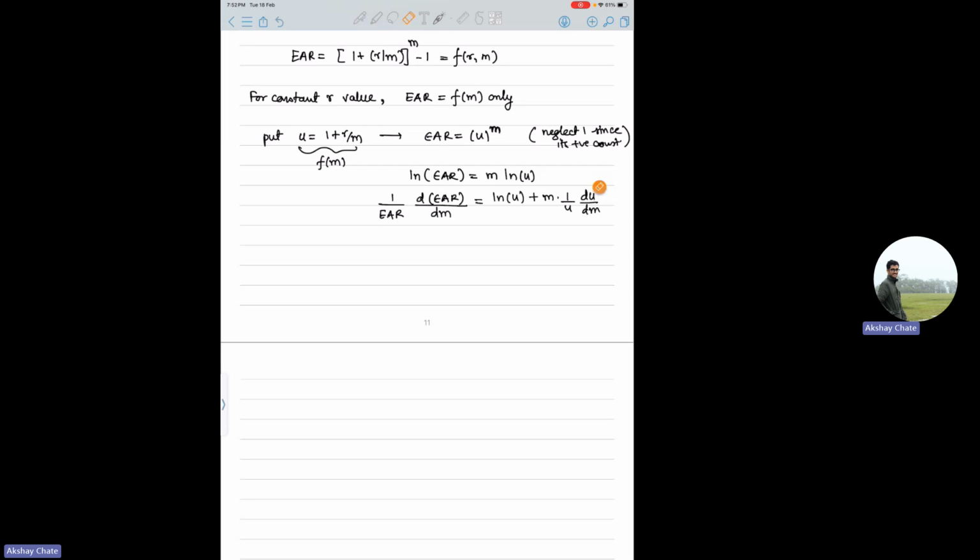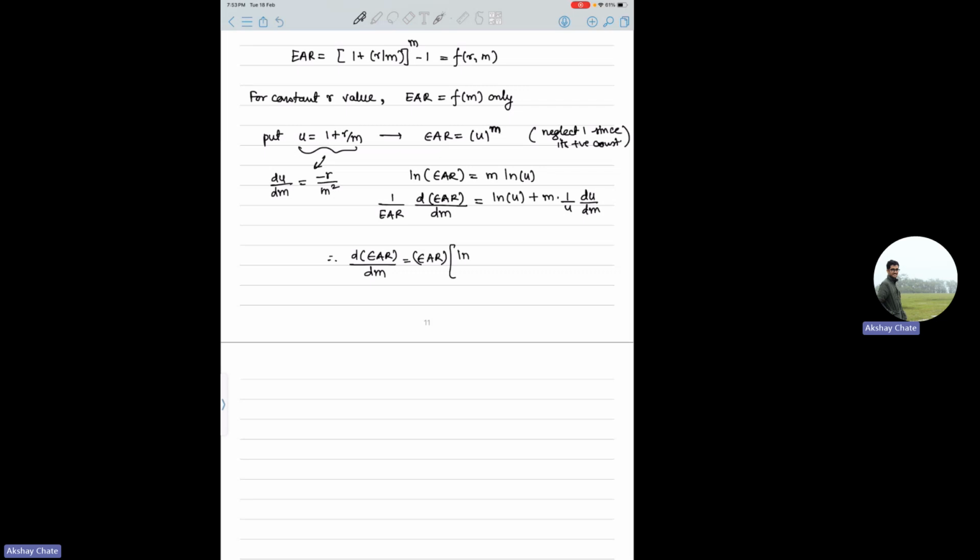And from here, yeah, the differentiation was incorrect actually. That's why this du by dm will be minus r by m square. Yeah, okay, this is correct now. So this is our quantity of interest. So what does it become?